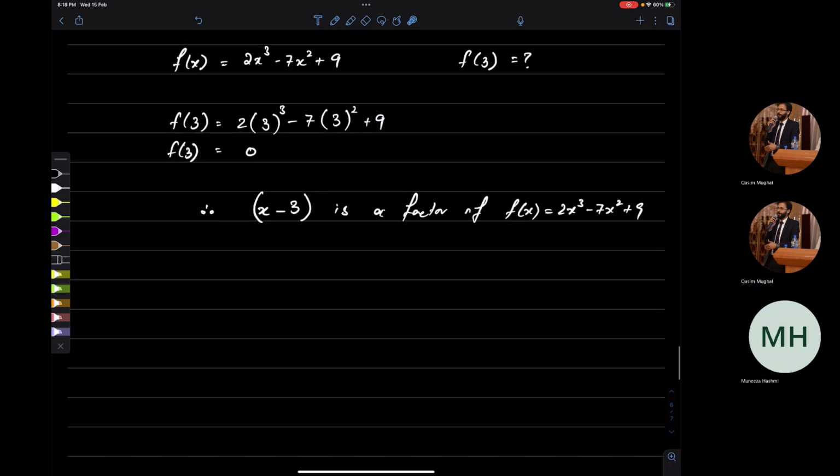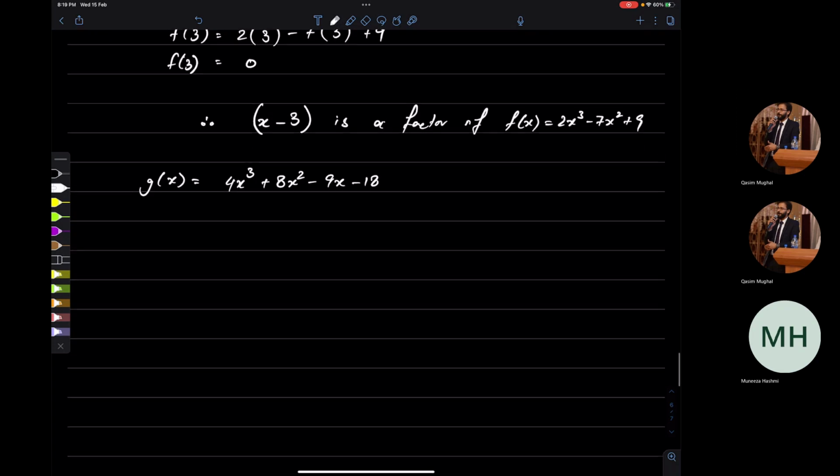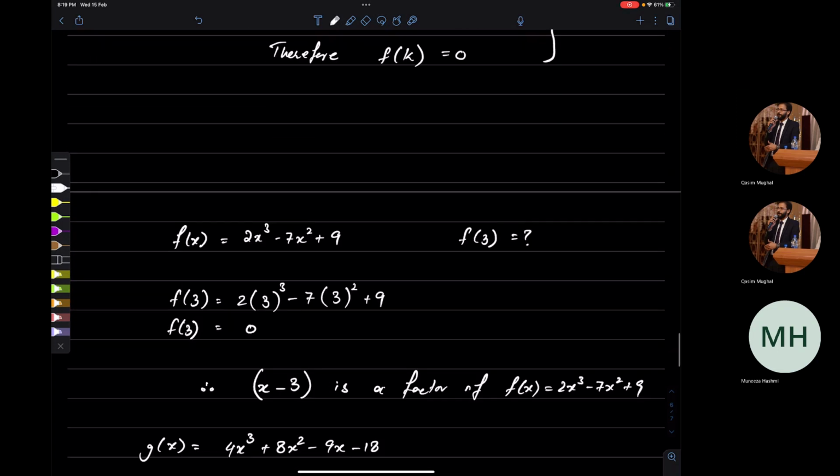Okay? Yes, sir. Now let's just say I've got another function as 4x cubed plus 8x squared minus 9x minus 18. And if I give you the factors of the same function, then let's just say the factors of this function, they are x plus 2 times 4x squared minus 9. Now, from the factors, we're talking about the second perspective.